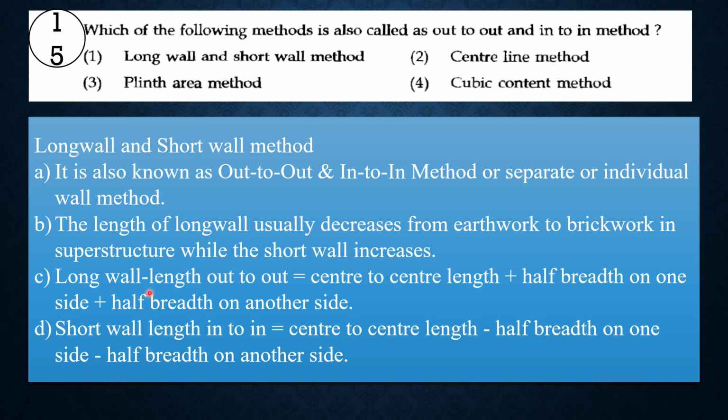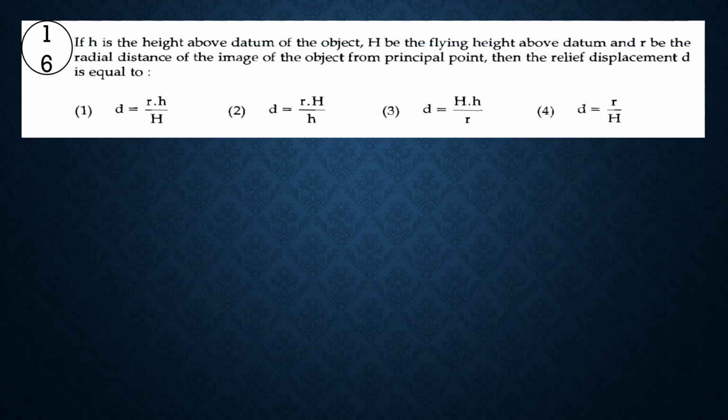Long wall length, out to out, is the center to center length plus half breadth on one side plus half breadth on another side. The next, short wall length is in to in. Long wall is out to out and short wall is in to in. Center to center length minus half breadth on one side and minus half breadth on another side. Option first is correct.